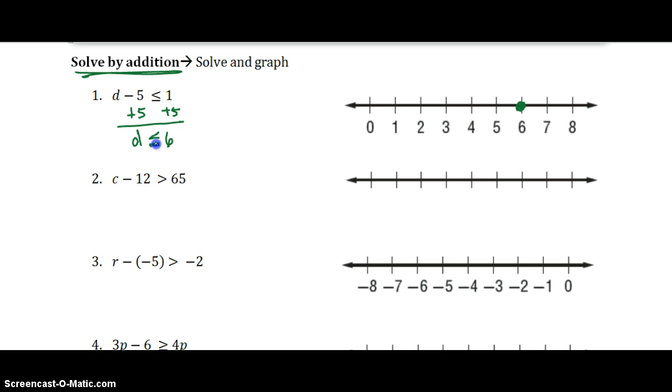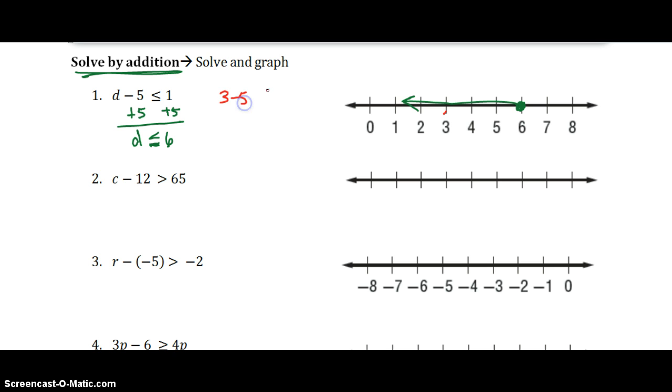because it was equal to, and D is less than, so any number less than 6 is a solution to this inequality. If you wanted to check it, let's pick a number less than 6. Let's pick 3. Let's try 3.